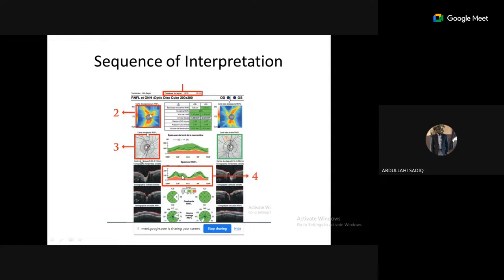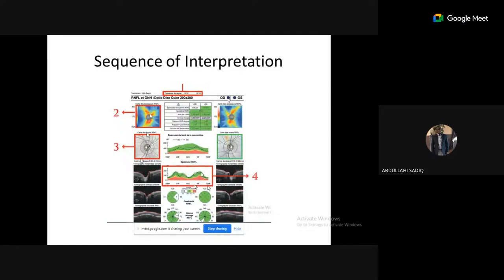Now the next is this one. We were all aware of the ISNT rule. But this one is telling you the retinal fiber layer in the temporal, superior, inferior, nasal, and temporal quadrants. Now, if you look at this, you can have a straight line and there's a dotted line, and the straight line is the right eye, while the dotted line is the left eye.